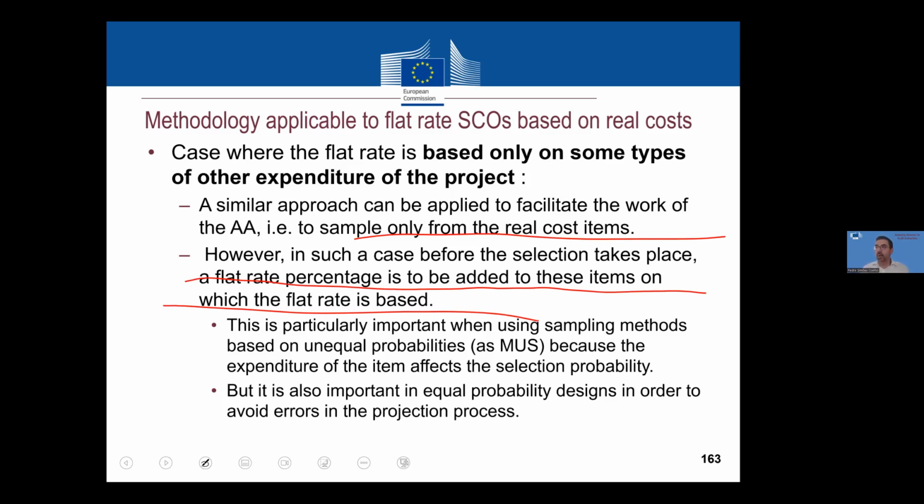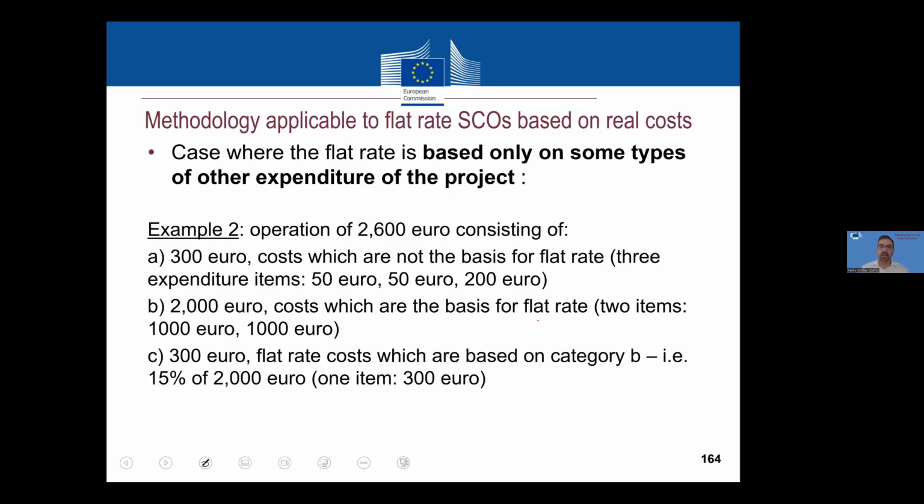This is, by the way, of particular importance if you are using MUS, for example, because as you know, MUS selection has a selection probability that depends on the expenditure of the item. So it's important that before the selection of the sample takes place, the expenditure of the item is corrected by the amount of the flat rate. So the selection of the sample really follows the principles of MUS. Of course, that is also important for simple random sampling in order to avoid errors in the projection process, but of course is of particular importance under MUS. Example that illustrates the idea.